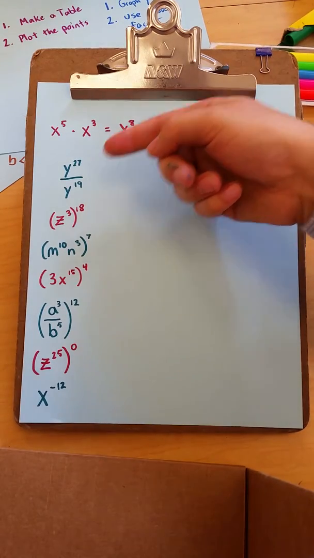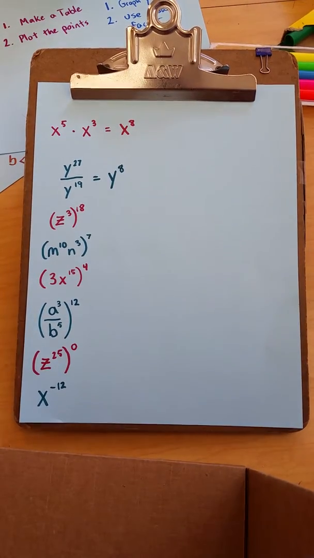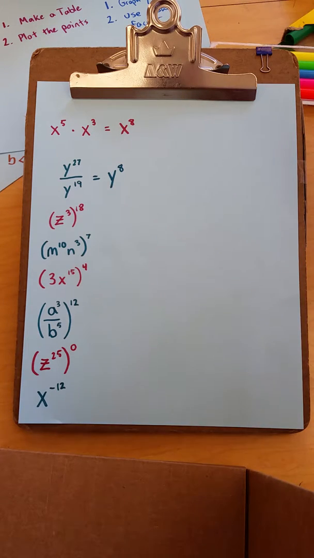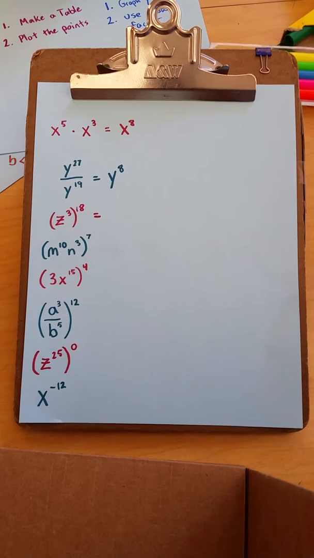We have 2 powers with the same base being divided. Here we get y to the 8th because 27 minus 19 is 8. This makes sense because if you listed these all out top and bottom, 19 would cross out with 19 on top, and you'd end up with 8 left on top.